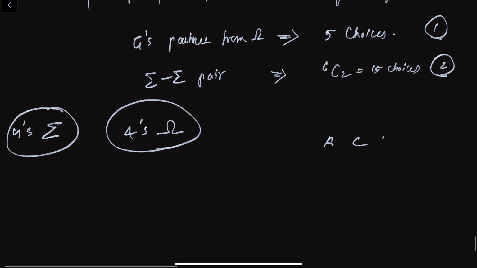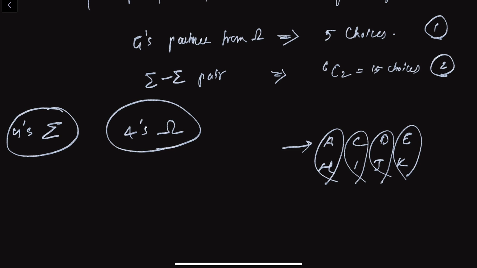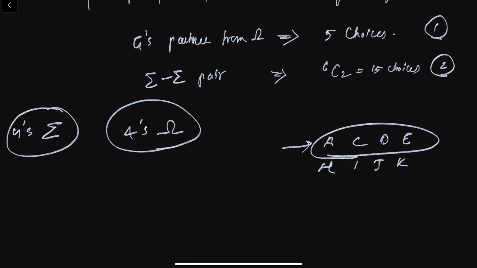So for example, A, C, D, E are left on one side and H, I, J, K are left on the other. Now these will be paired. If we fix the sigma order, we just need to find the number of ways of rearranging H, I, J, K, and that can be done in 4 factorial ways.